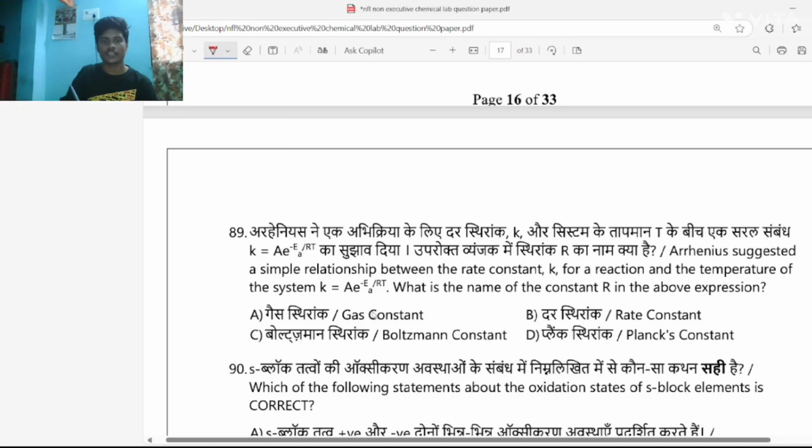Next question. What is the correct statement about the oxidation states of s-block elements? Right. Which of the following is correct here? They are asking.